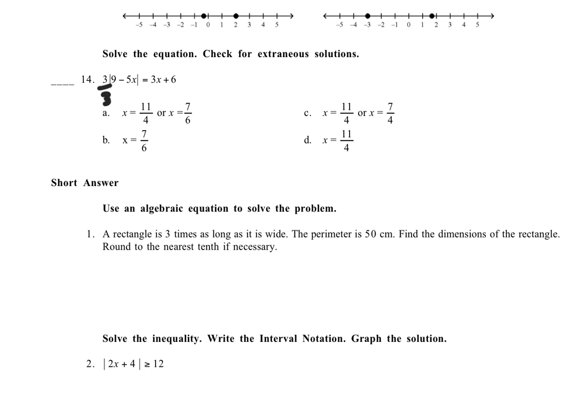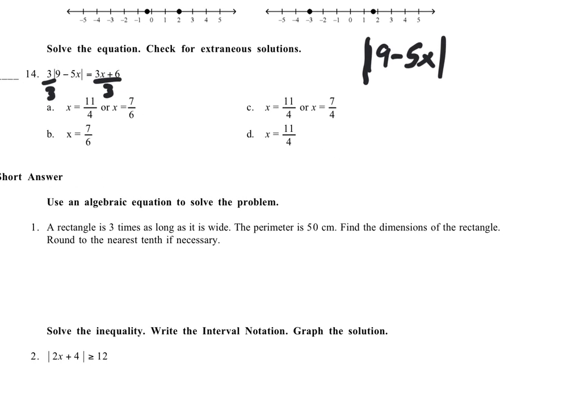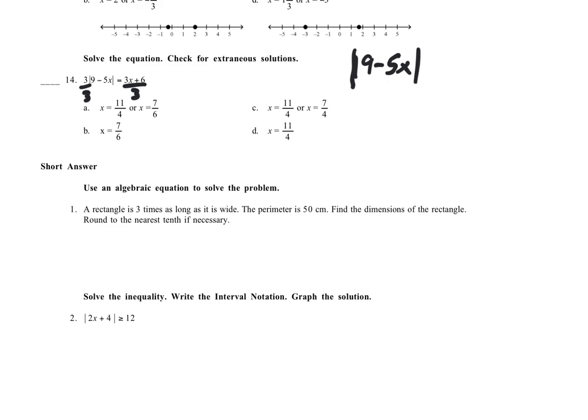So if I do that, I have the absolute value of 9 minus 5x. And on the other side, I'm going to divide both of those by 3. So 3 divided by 3 would be 1, which would just be 1x. And then 6 divided by 3 would be 2. Okay. Now here's the part that's a little bit tricky.